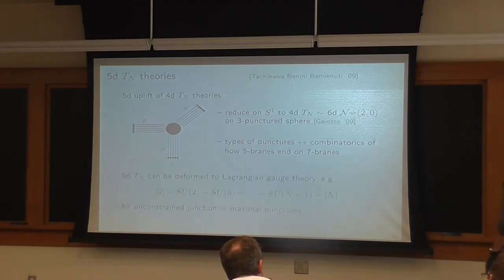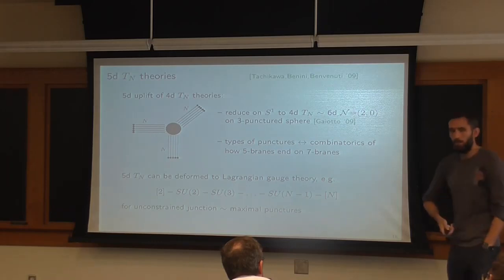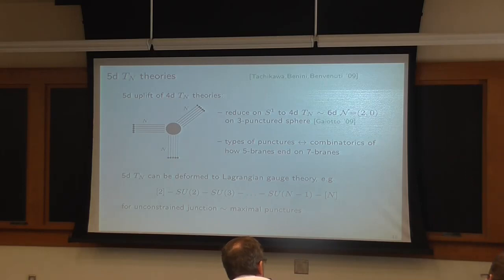The advantage of working in 5D is that the 5D theories can be deformed to Lagrangian gauge theories, which is harder to do in 6D. And this has actually been used to understand a little bit better these 4-dimensional classes. Did you get all of them? You get the regular punctures from this construction. Good.